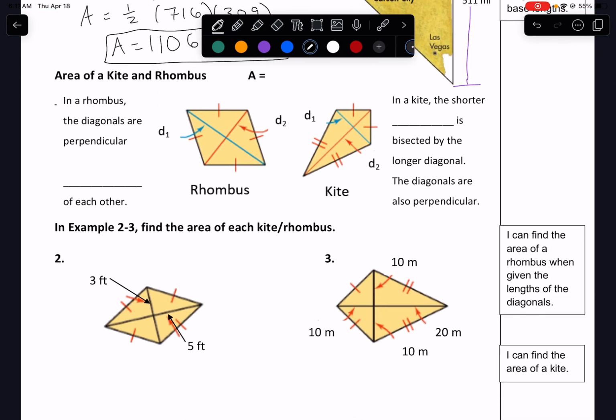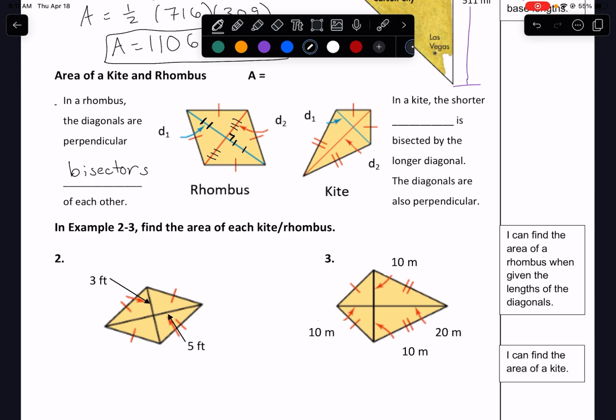So the other thing we're going to talk about are rhombi and kites. I do want to remind you guys of two things that are kind of important here. In a rhombus, the diagonals are perpendicular bisectors of each other. And so on this blue diagonal D1, we know that this segment right here and this segment right here are congruent, and there's a right angle here. We also know then on the red segment D2 that this segment and this segment are congruent.